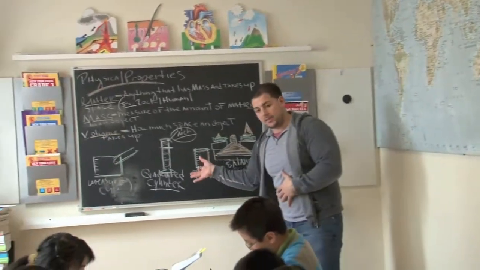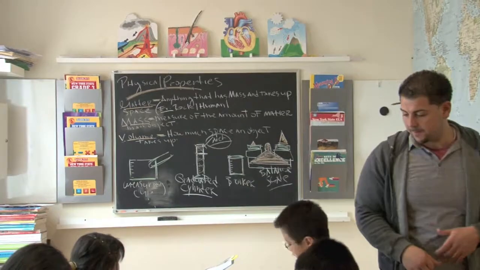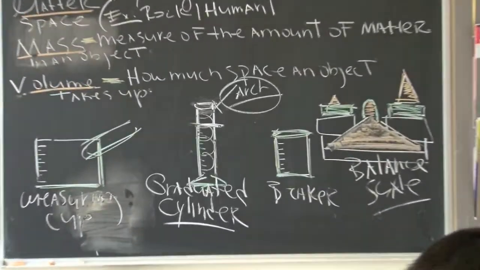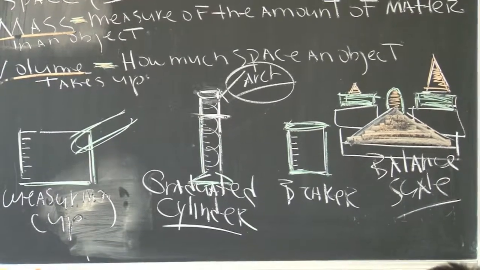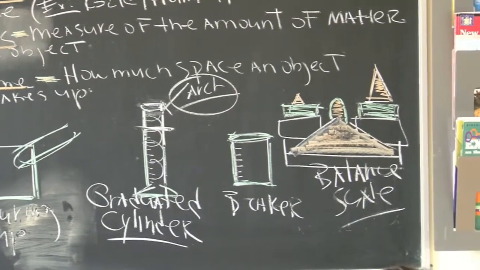And in science, these are some of our tools. All right? Everybody got them? You got them all? You got the other 2? Get the other 2. So you got the measuring cup, graduated cylinder, don't forget the beaker, and the balance scale.